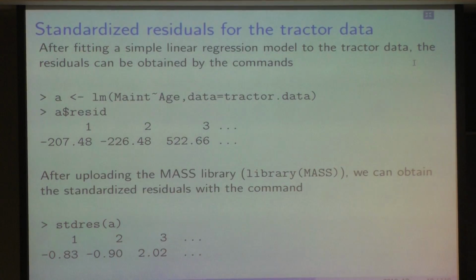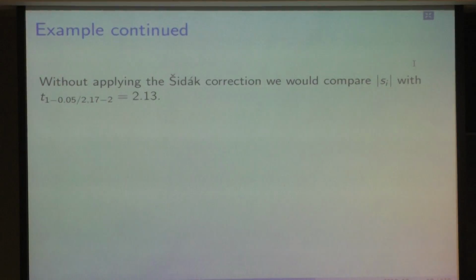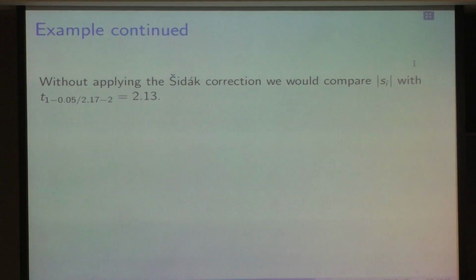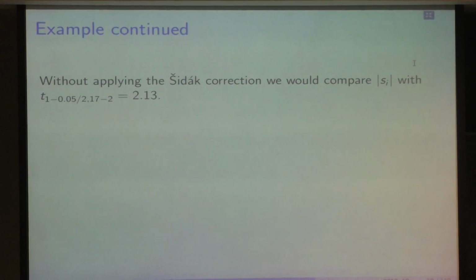Okay, so even if we didn't apply the Šidák correction and we were looking at the 5% significance level, we'd be looking at a t-distribution with 15 degrees of freedom, and we'd be looking at the 0.975 quantile. Now that's actually a little bit more than 2.02, so even without the correction, that would not fail the test. That still looks in line with being from a t15 distribution.